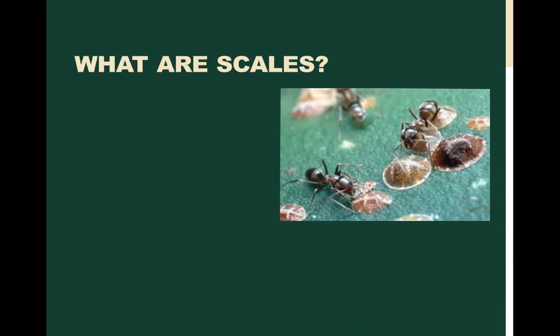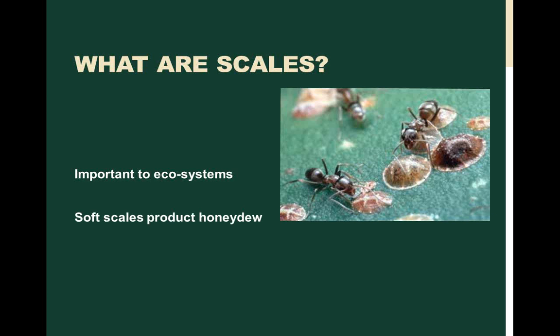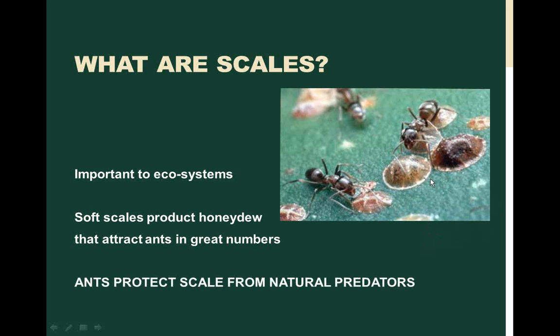They're parasites, sucking plant juices. They seem to be important to ecosystems. But one thing about this particular variety is that it produces honeydew. That honeydew attracts ants in great numbers. They have a symbiotic relationship with ants, because the ants have a deal. The ants are coming in, saying, hey, we'll protect you from your predators if you provide us some food, which basically is the sugar.